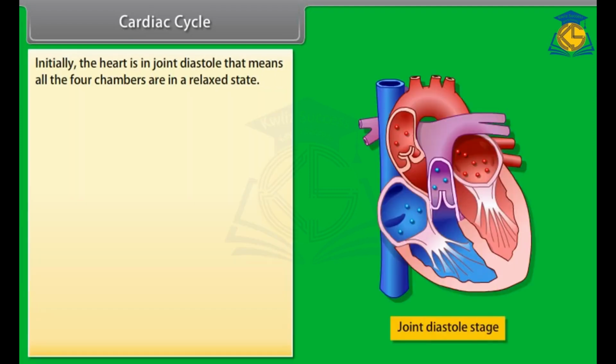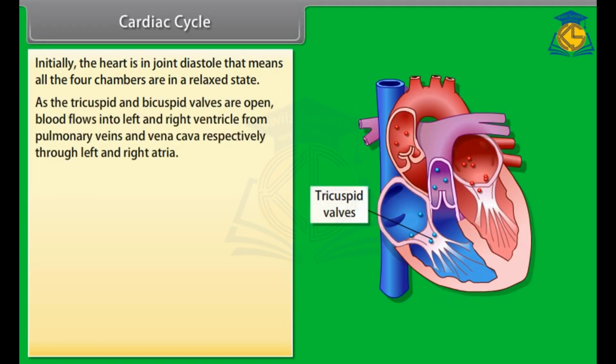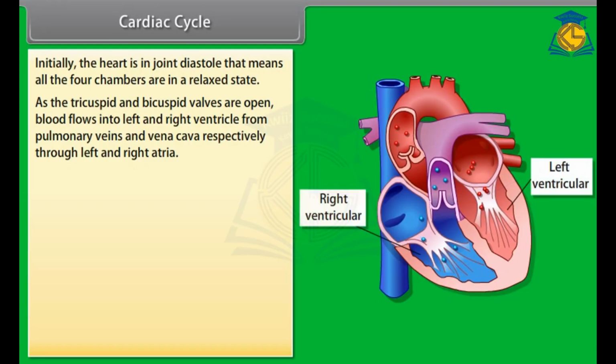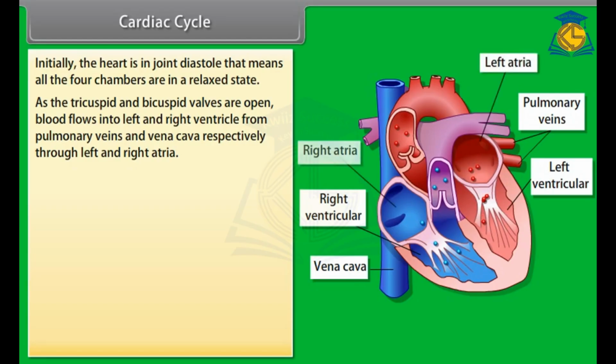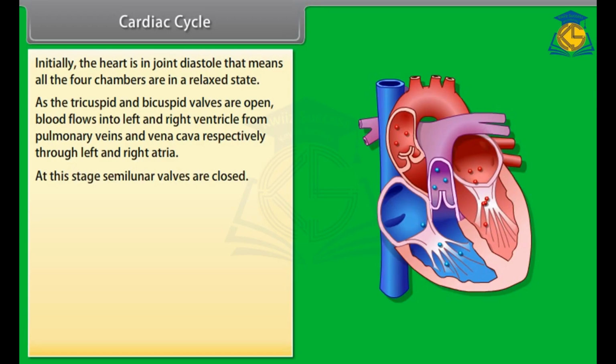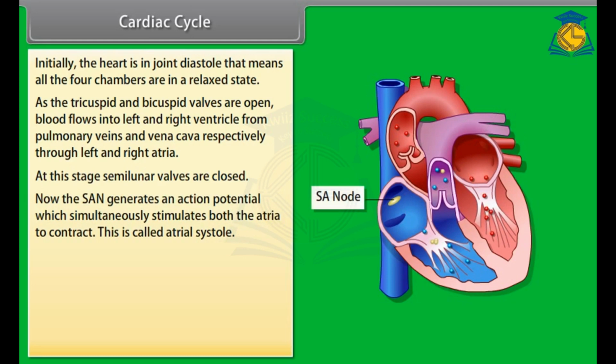Cardiac cycle. Initially, the heart is in joint diastole, that means all the 4 chambers are in a relaxed state. As the tricuspid and bicuspid valves are open, blood flows into the right and left ventricles from the vena cava and pulmonary veins respectively through the right and left atria. At this stage, semilunar valves are closed. Now the SAN generates an action potential which simultaneously stimulates both the atria to contract. This is called atrial systole.